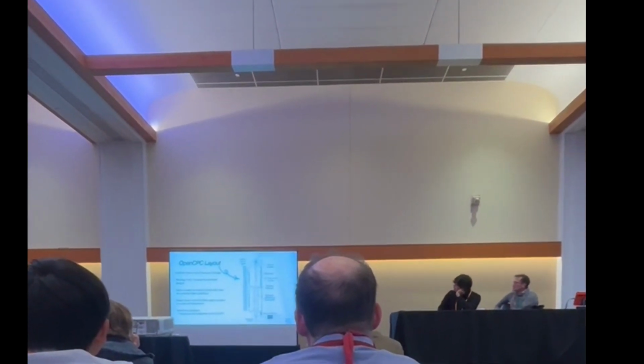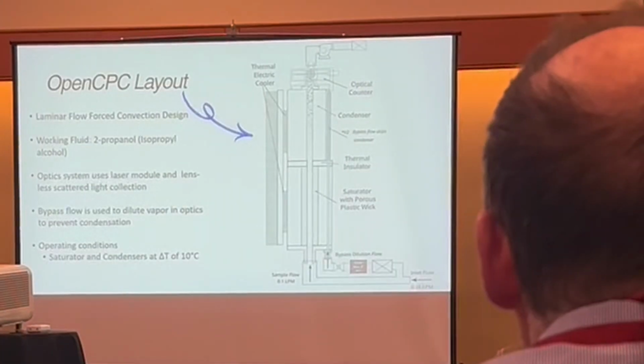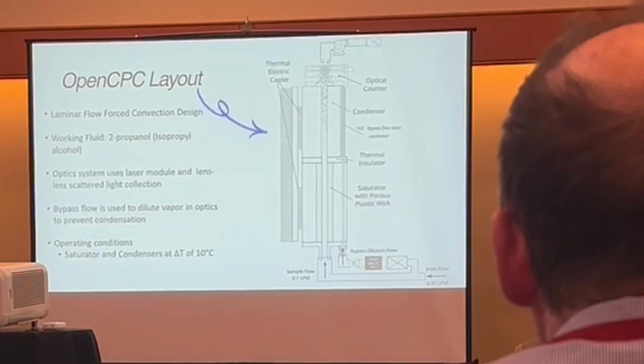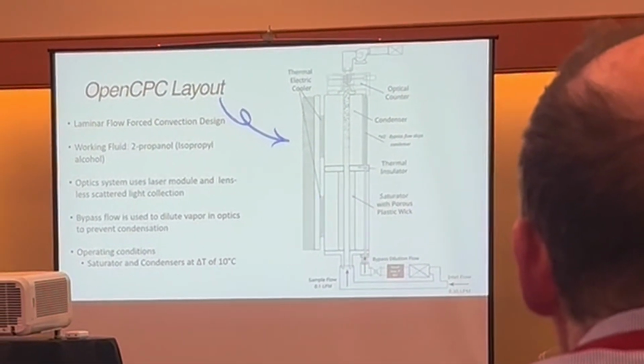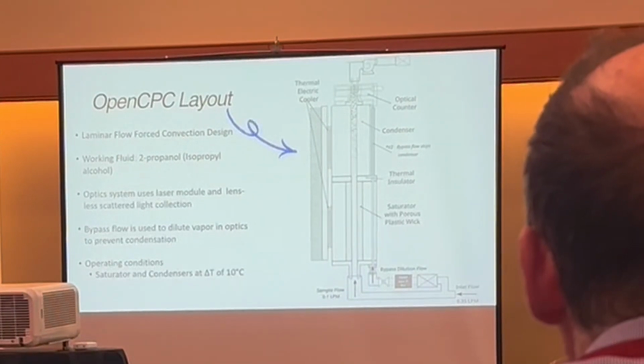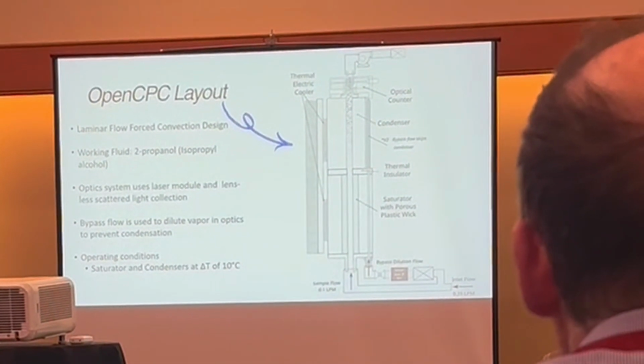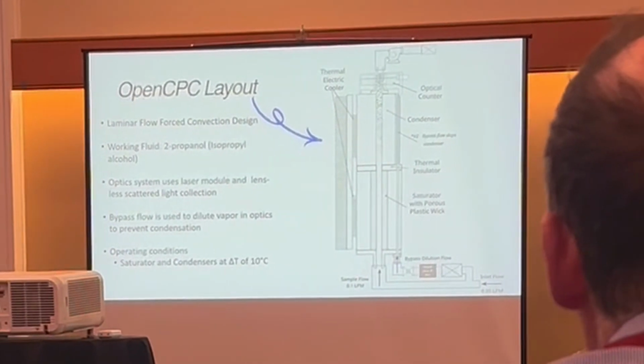So what is the OpenCPC layout? We're using a classic laminar flow forced convection design. It's just a tube in a tube. We're using a working fluid that's a little atypical that you don't see too often: 2-propanol, or isopropyl alcohol. In our system, we use a lensless scattered light collection system along with a focused laser module. It's also made out of plastic, and because of that, we can't heat it as well.